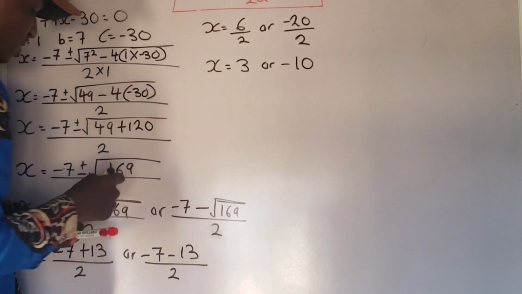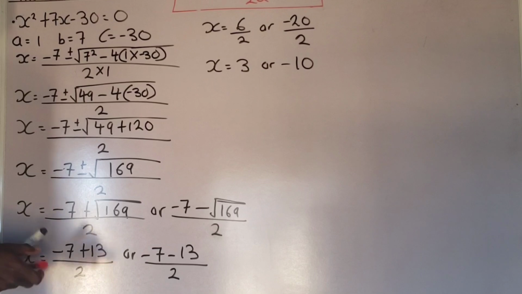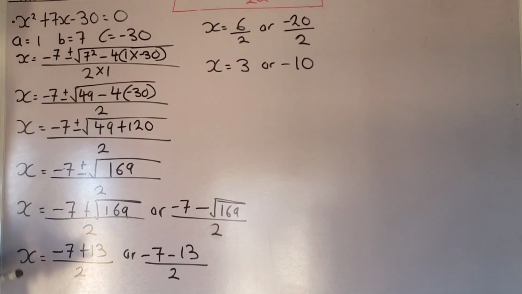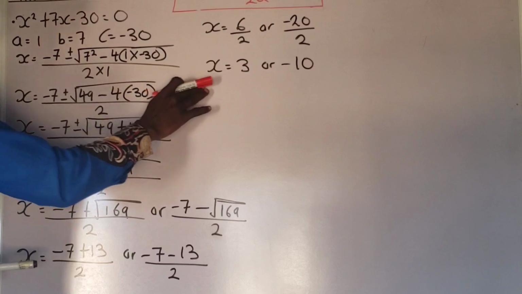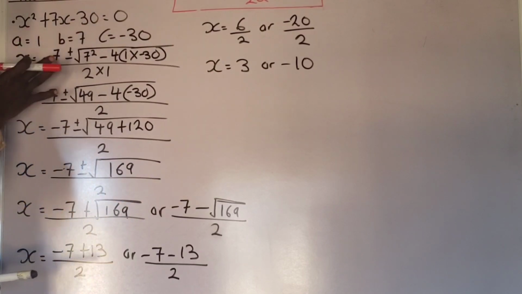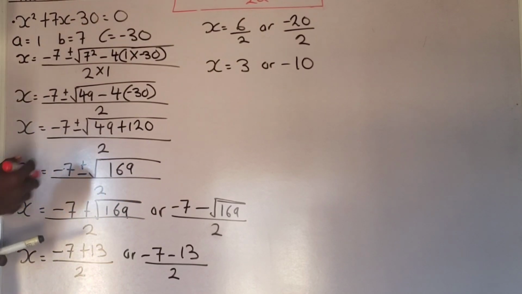So the value of x that makes the quadratic equation x squared plus 7x minus 30 equals 0 is 3 or negative 10. If you substitute this value into this quadratic equation, you are still going to arrive at 0.